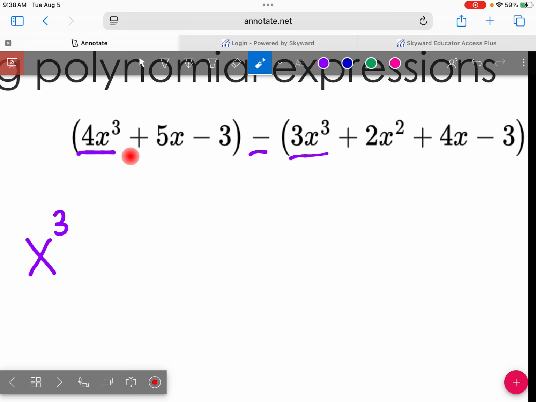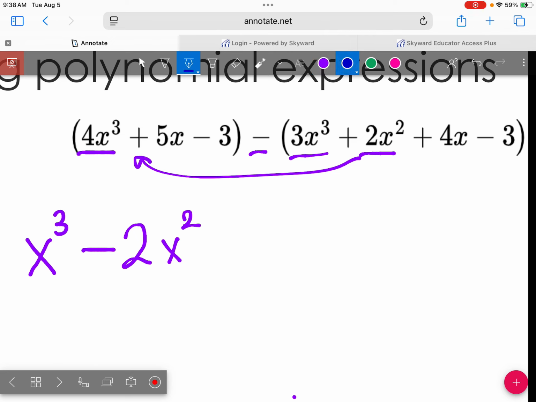I have nothing minus 2x squared. So be careful with that, because we have 0x squared minus 2x squared, which means we're going to have negative 2x squared. There we go, because he didn't have anything to subtract from, so we just have to be careful there. Then we have our 5x minus 4x, which is just going to give us a 1x. And then minus 3 minus minus 3. 0. Just be careful.